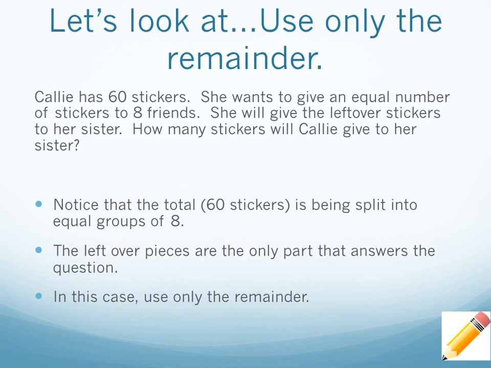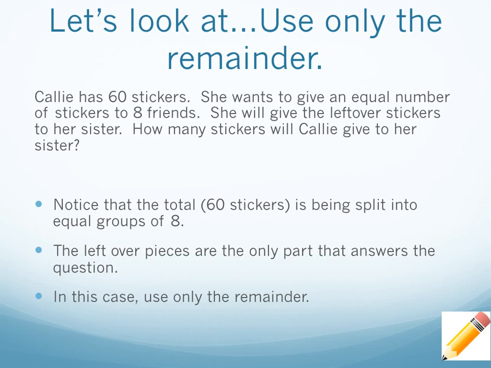In the final type of question, you'll solve a problem and only use the remainder. This time, Callie has 60 stickers, and she wants to give an equal number of stickers to 8 friends. She'll give the leftover stickers to her sister. How many stickers will Callie give to her sister?